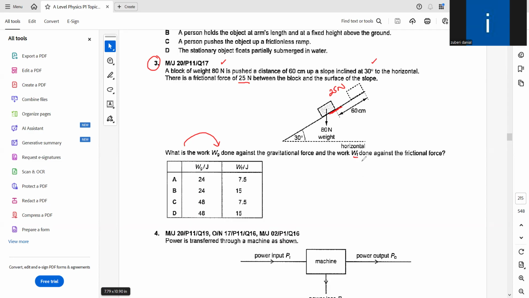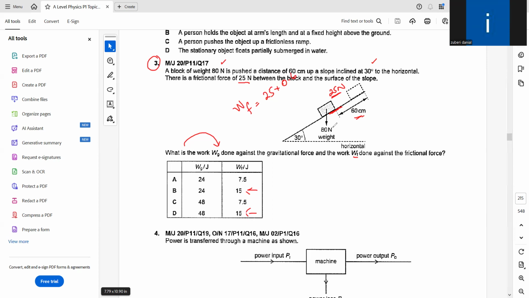Okay. So basically, work is going to be associated with force and the displacement in the direction of the force. We are going to figure that out. So frictional force times distance in this direction, right? And the frictional force is acting parallel to the slope, and so is the distance given, that's 60 centimeters. If we want to find the work done by the frictional force, we can just do 25 times 0.6. So 25 times 0.6 is going to be 15. That means we are at either option B or D, right? So that's the work done by the frictional force, 15.